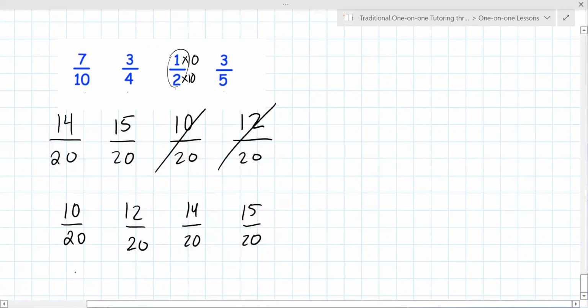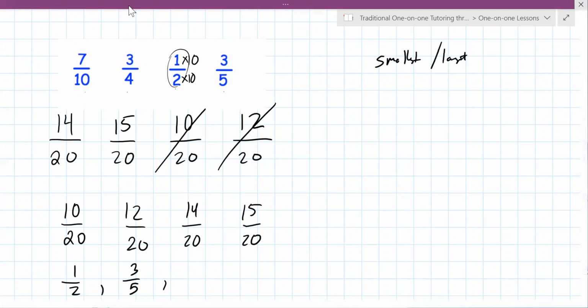So half would be the smallest, and then the 3/5, and then the 7/10, and then the 3/4. Smallest to largest. I thought we were going largest to smallest. So half would be the smallest, then 3/5, then 7/10, and then 3/4.